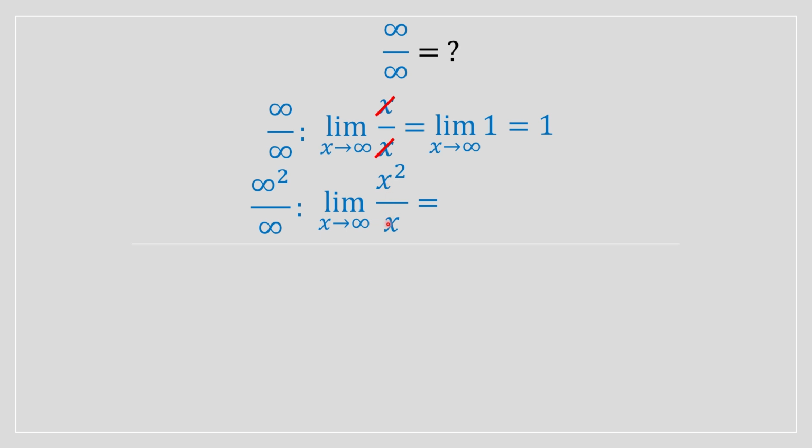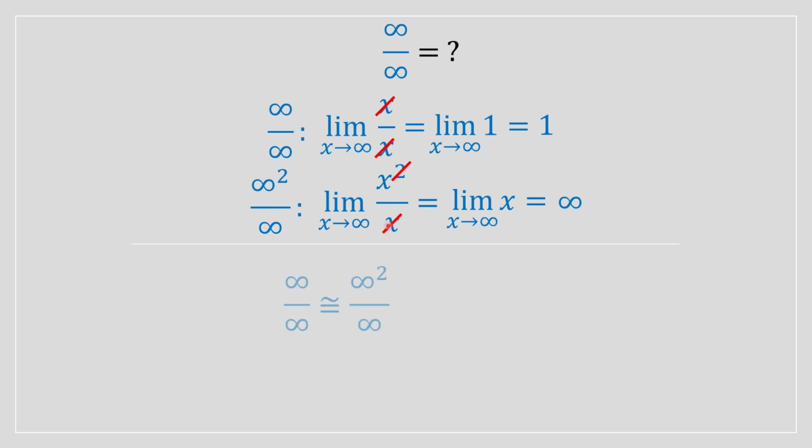Notice there's an x in the numerator and denominator respectively, and you are going to be left with just the limit as x approaches infinity of x. This limit is very straightforward. We can't simplify any further, so therefore you are going to be left with an answer of infinity.